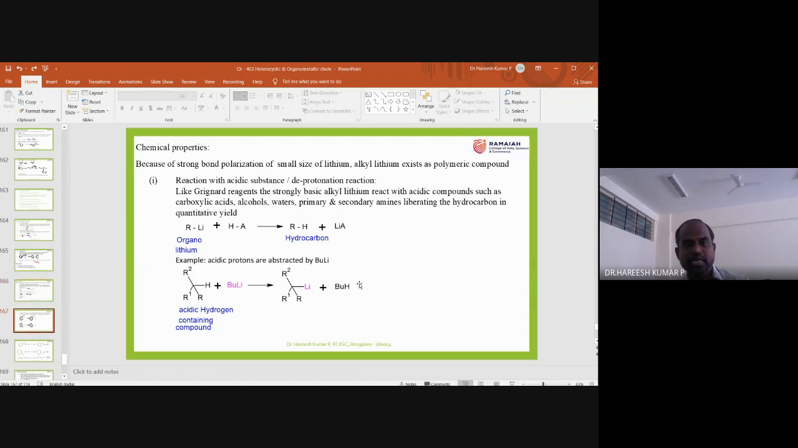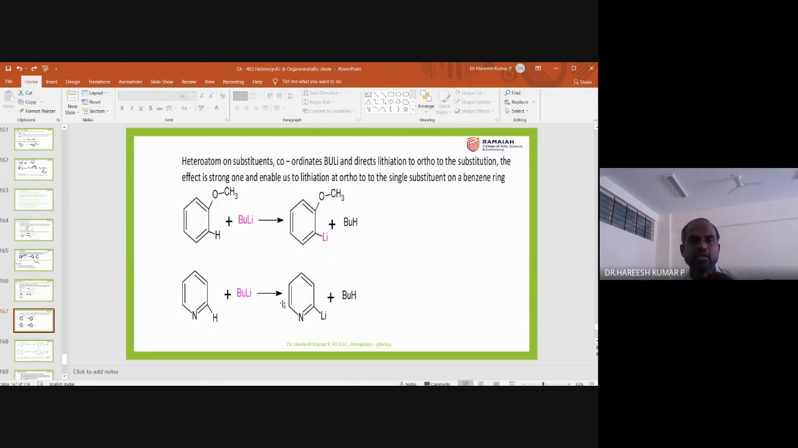I will take a few more examples in the next slide. So look here. Of course, the name of this compound is called anisole, A-N-I-S-O-L-E.